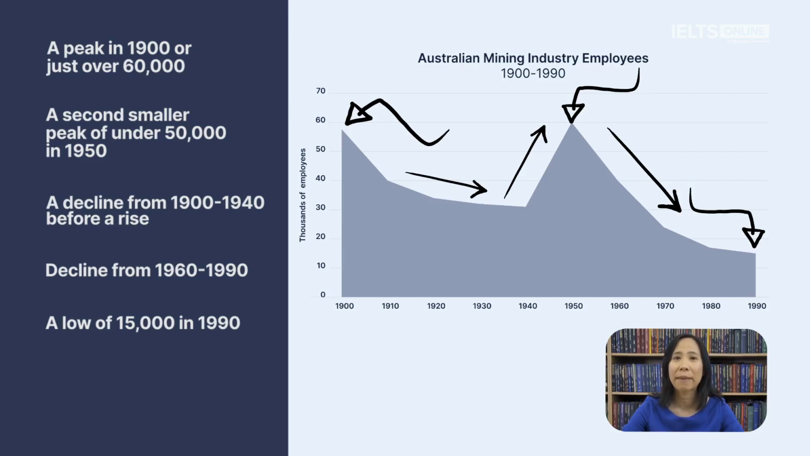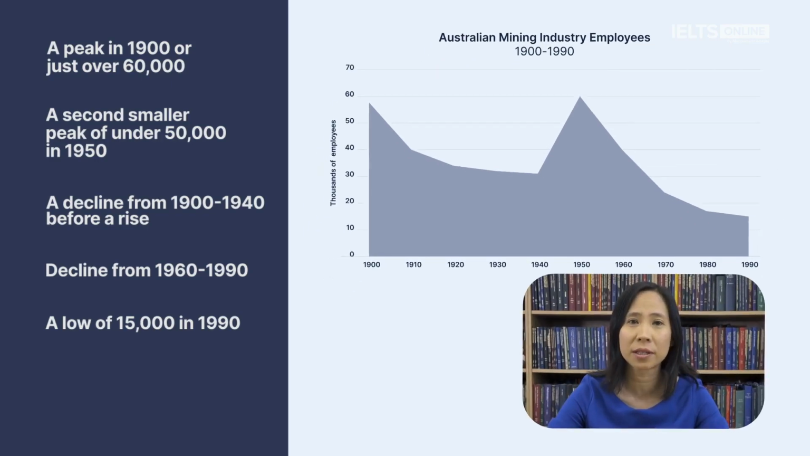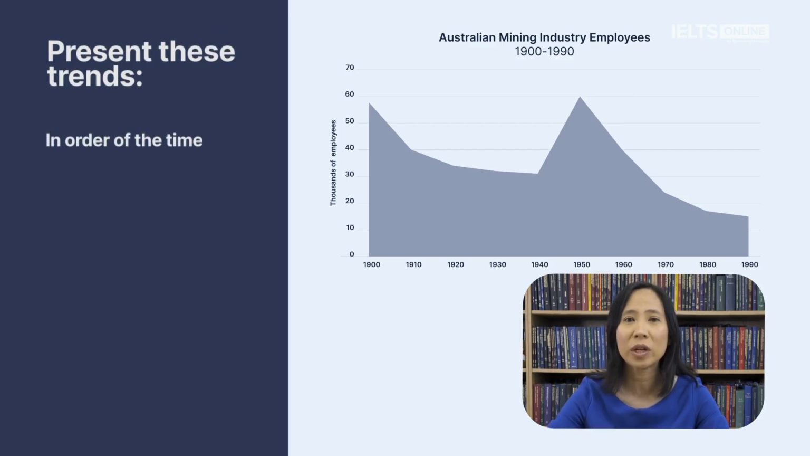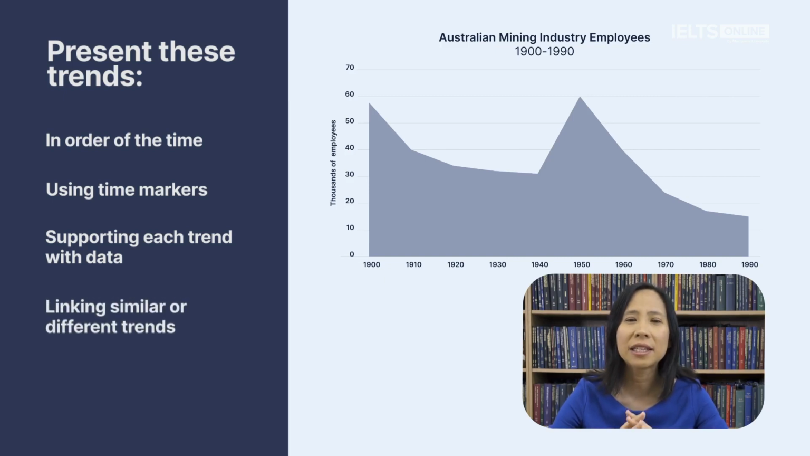After you have identified the main trends, you need to think about how you will organize this information. It is recommended that you use 2 paragraphs for the majority of Task 1 responses. To describe this graph and other graphs which show change over time, you should present these trends in the order of the time in which they occurred, by using time markers to introduce each trend, by supporting each trend with data, and by linking similar or different trends with a signpost word.